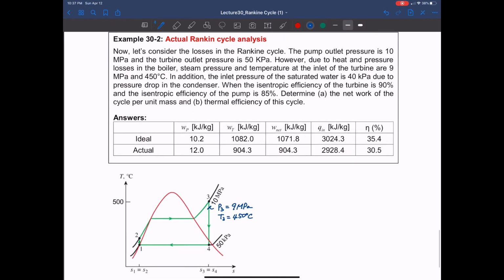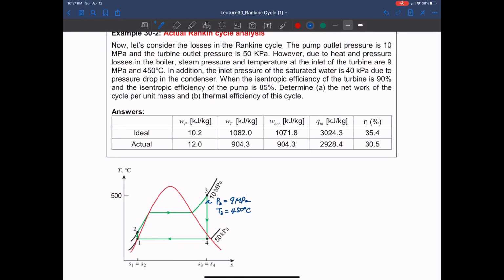In addition, the inlet pressure of saturated water is 40 kilopascal, and it comes to the turbine, not turbine, pump. Okay, so your steam flows into the condenser at 50 kilopascal, but because of pressure loss, the water goes out of the condenser at 40 kilopascal, so 10 kilopascal loss. So now instead of this one, we probably have around here. So that is P1, and it is 40 kilopascal.